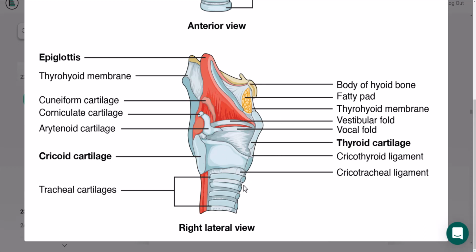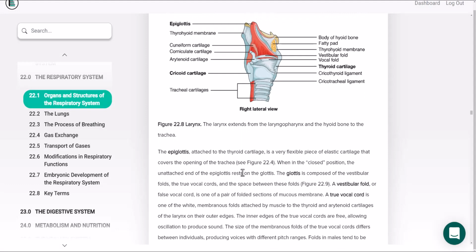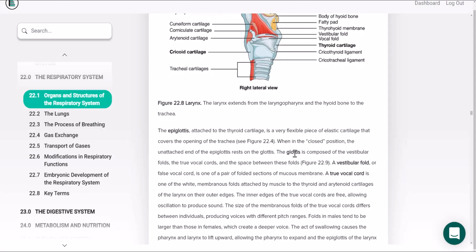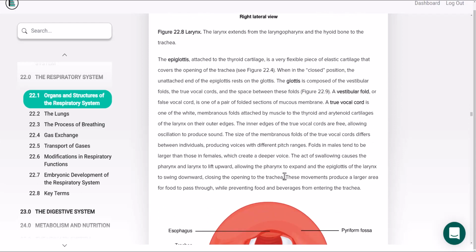And then below that, there's a variable number of tracheal cartilages. Now, these tracheal cartilages are not completely circular. They don't go all the way around the trachea. In fact, they're shaped like C rings or like horseshoes, and you'll sometimes see them called C rings. On the back side is the esophagus and a muscle that separates the trachea, and we'll see that in a moment. That's the trachealis muscle. So you can read what I just described here: the epiglottis, the glottis, the vestibular fold, the true vocal cord.